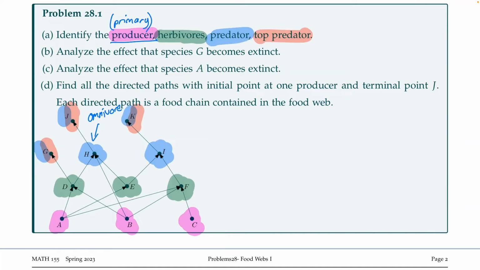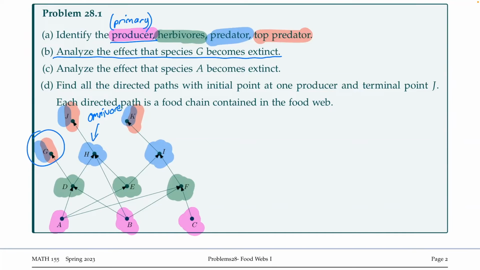Okay, part B. So part B is where it becomes a little bit more tricky in terms of what we can and can't say. Part B says analyze the effect that species G becomes extinct. This kind of question trips a lot of students up when it comes to exams, because we need to really distinguish between what we can say will definitely happen and what might happen.